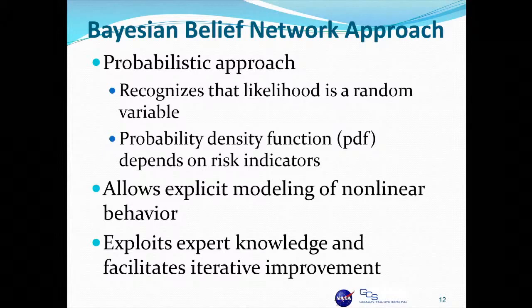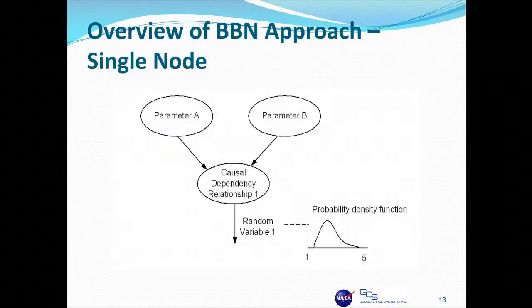And the format that we're using is, if one of these bad things happens, then what's the likely consequence of the system to fail? So it recognizes in this approach that the risks, the manifestations of the risk, could be treated as a random variable with a probability density function that depends upon those risk indicators that we looked at on the previous slide. So this allows explicit modeling of the nonlinear behavior, and it gives us a way to exploit the expert opinion in a nice, clean format.